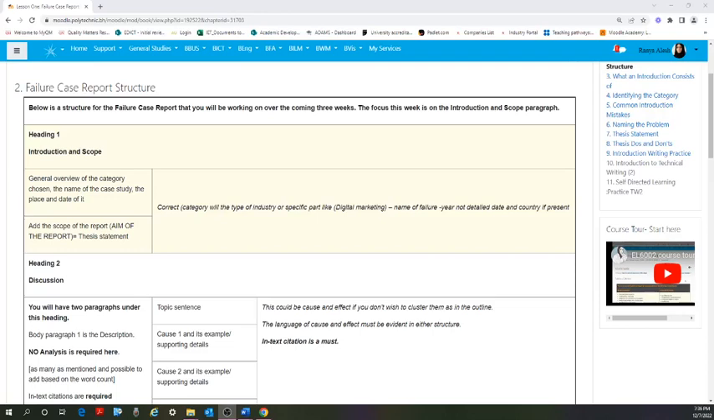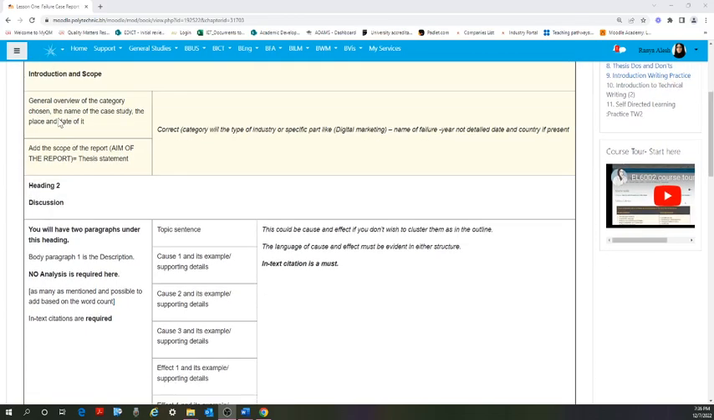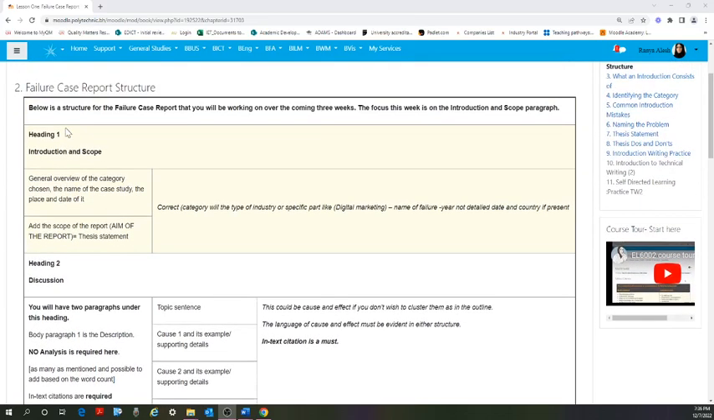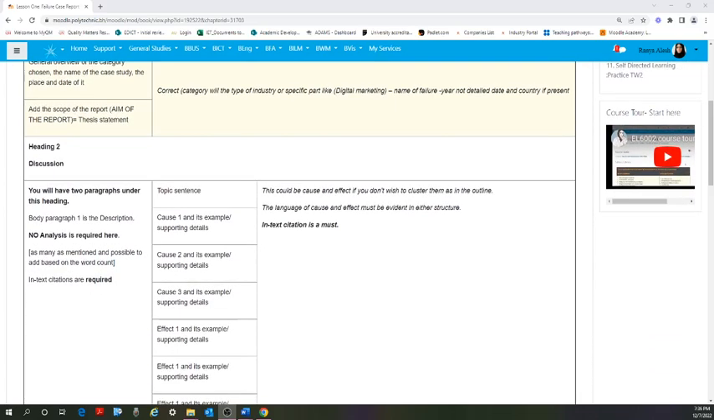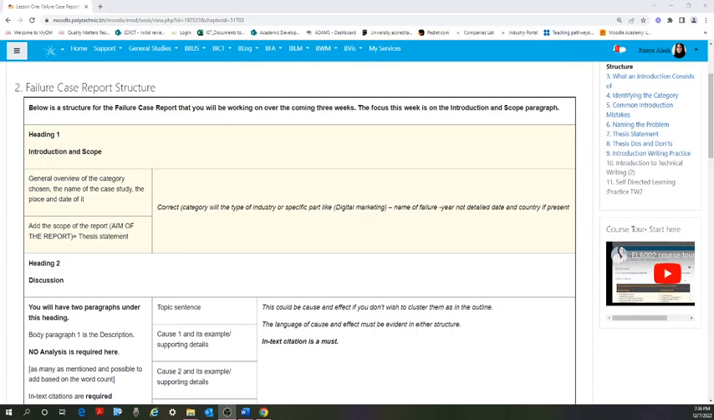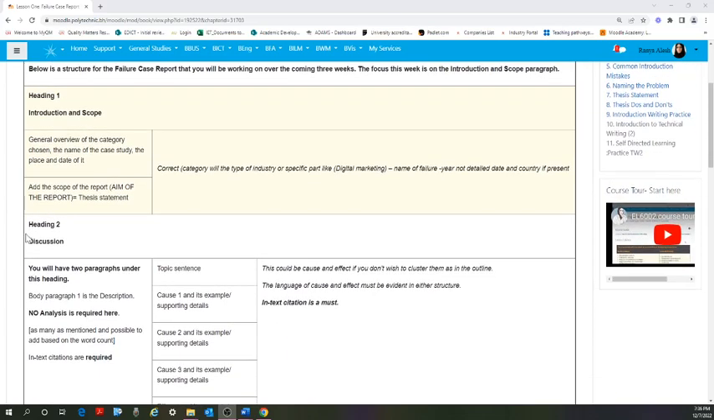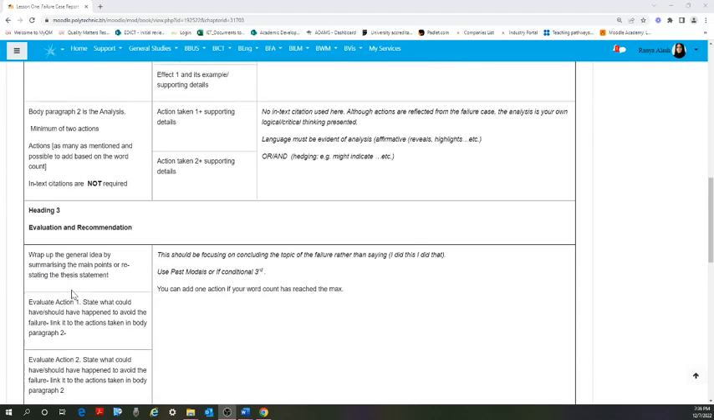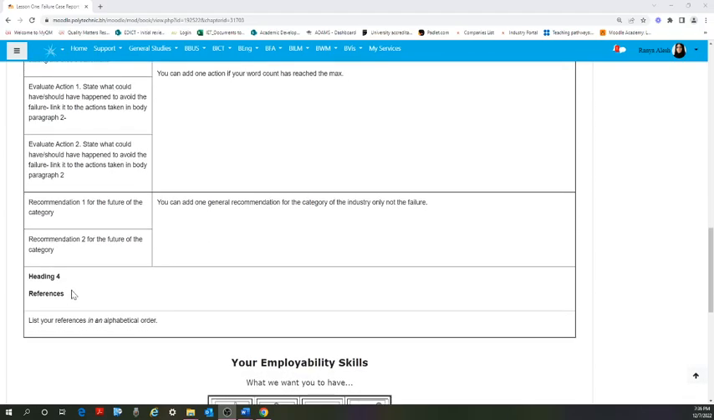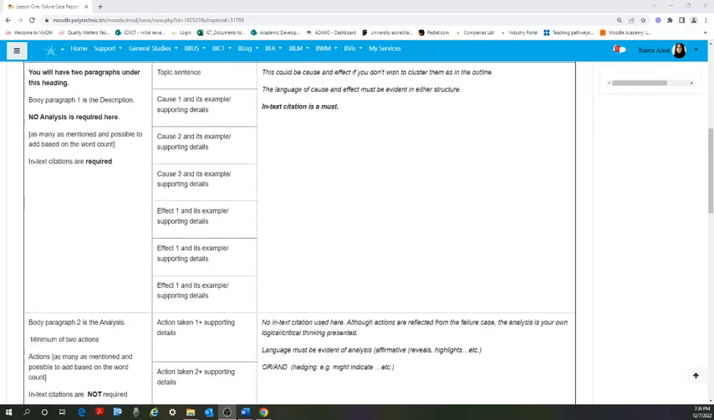In the last 3 weeks, we were talking about the failure case report structure. Just a reminder, this is the structure that we have to follow. We need to have 4 headings. The first heading is introduction and scope. The second heading is discussion. The third heading, evaluation and recommendation. And finally, we have references.